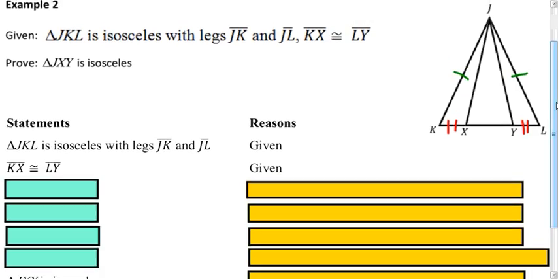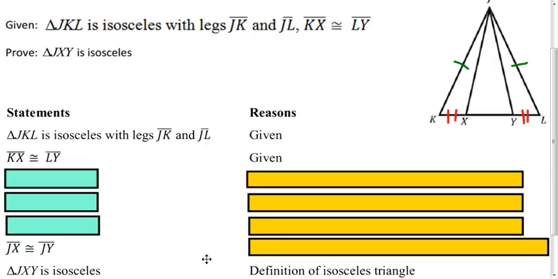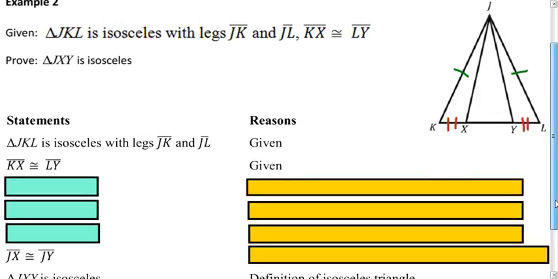And those two sides, based on the diagram, look like they're going to be JX and JY. So it should be our second to last statement. And then once we know that that's true, we can say that we have an isosceles triangle, because that's the definition of isosceles triangle. Now we just got to fill in the middle part. So how do we get to showing that JX is congruent to JY?